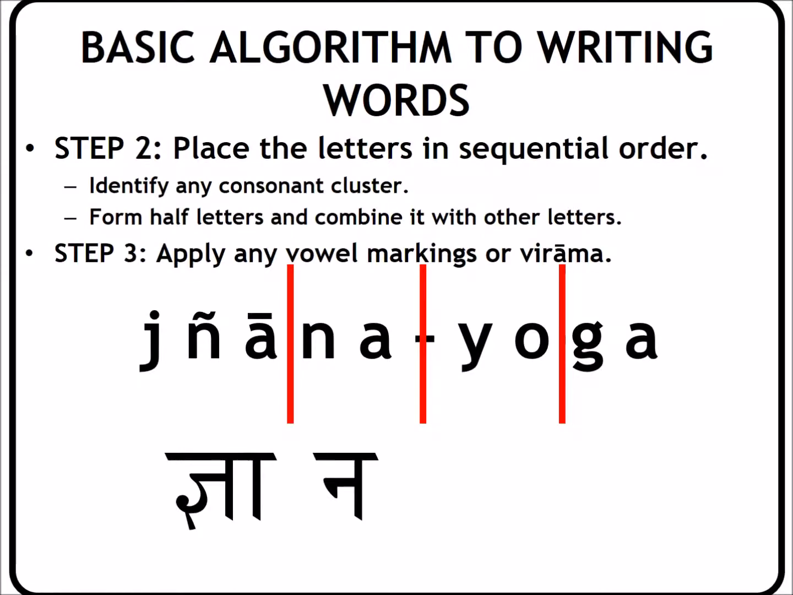The next syllable is yo. This uses the consonant ya, so you write ya down. And then we add the o symbol to it to get yo. And finally, the last syllable is ga. There are no vowels associated with it, so we just write it as is.